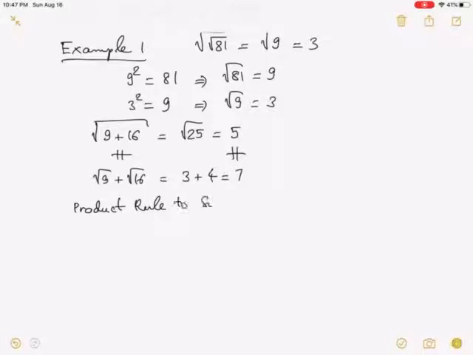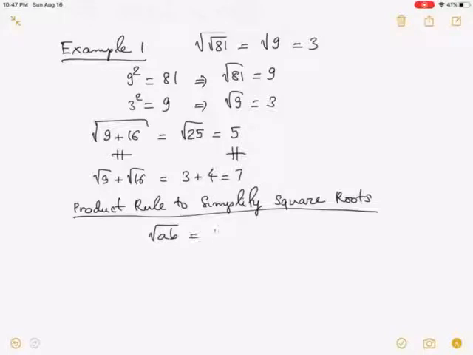Product rule to simplify square roots. The square root of the product AB is the same as the square root of A times the square root of B. So the rule is that we factor any perfect square from the radicand and write the radicand expression as a product, and we simplify. Okay. Example.